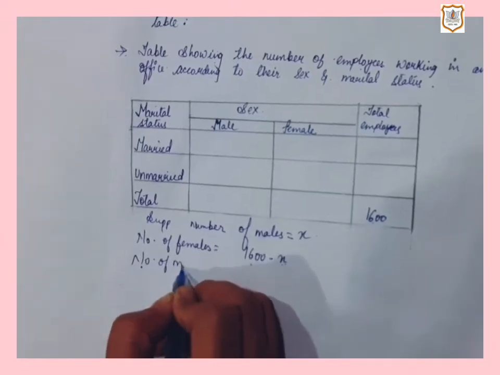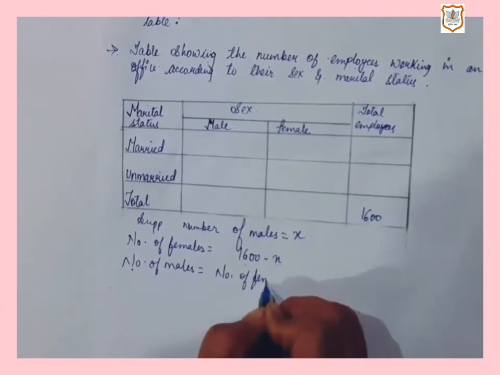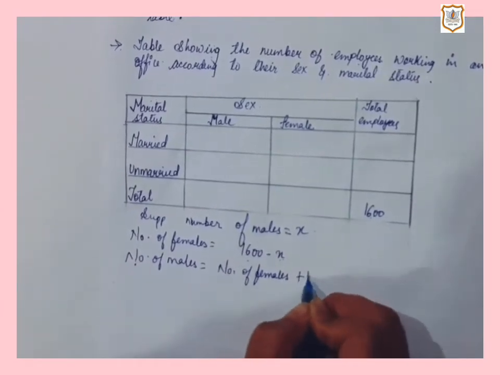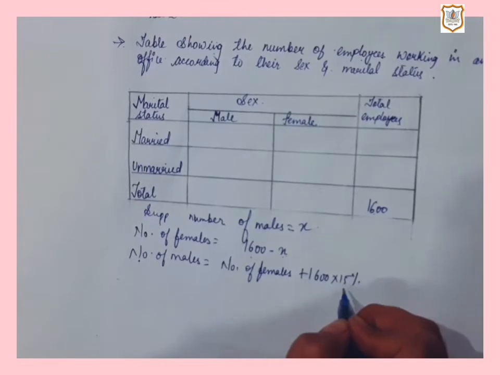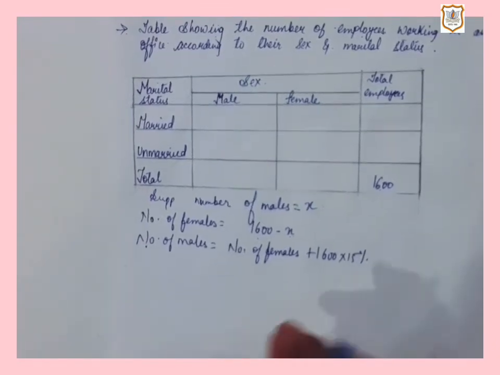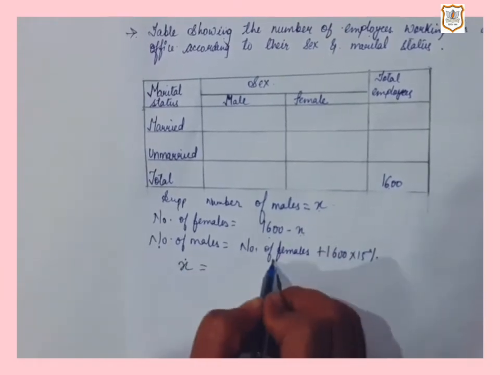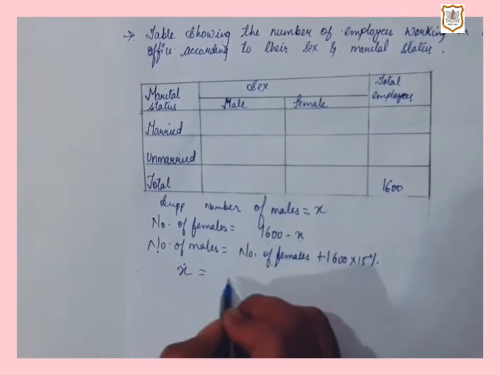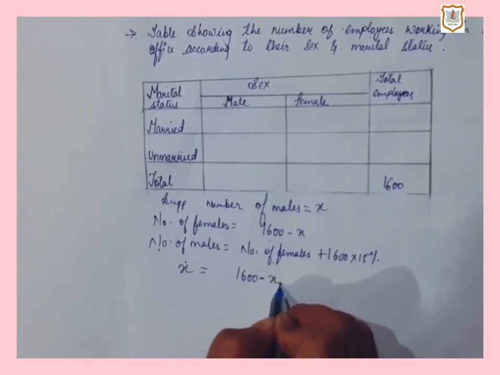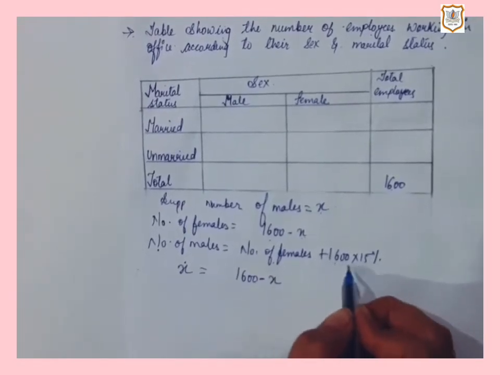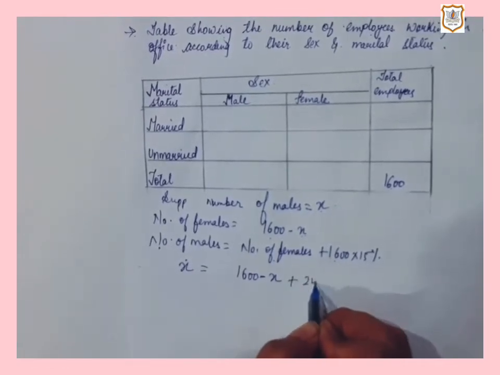Number of males is equal to number of females plus 1600 into 15%, that is the excess. 15% can also be written as 15 divided by 100. The number of males we have considered as X, so I will write X here. The number of females we have considered as 1600 minus X, so in place of number of females, I will write 1600 minus X. Now, as it exceeds by 15%, if we calculate 1600 into 15%, that will give us 240.